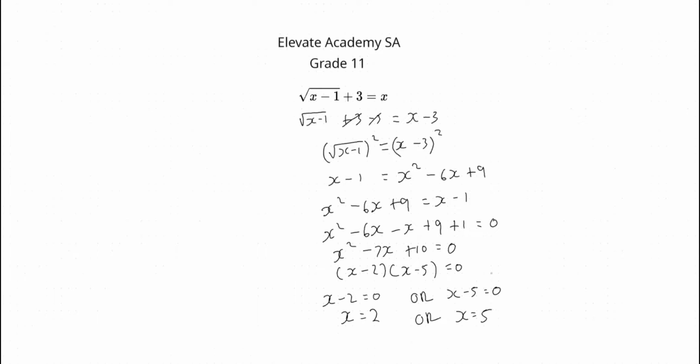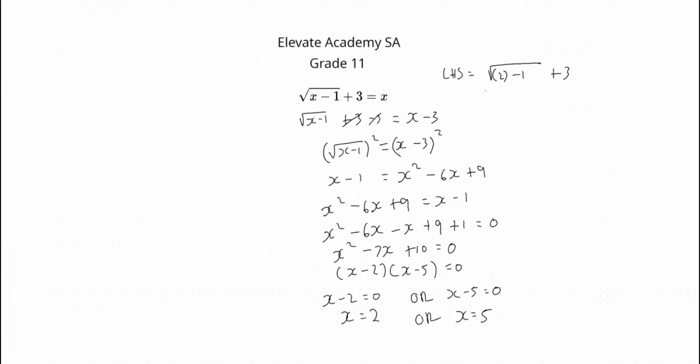Now we might think we're done at this point, but we're actually not. What we need to do is actually test these solutions. And the way we do that is by substituting it back into the original equation and making sure that it works. So let's substitute x equals 2 first. This is how we do it. We'll say the square root of 2 minus 1, plus 3. We'll do the left-hand side first. Now you don't have to write this down in your solution. This is just to check, so you can do this on a scrap piece of paper.